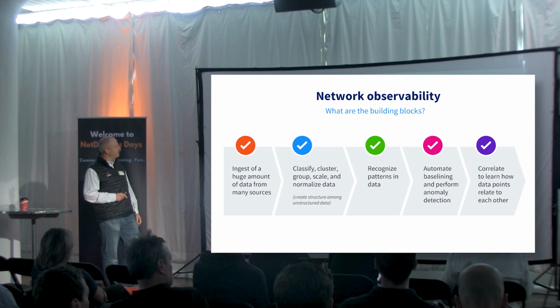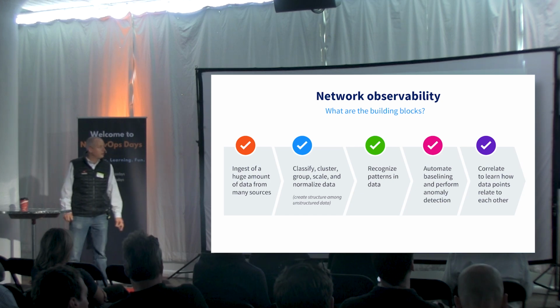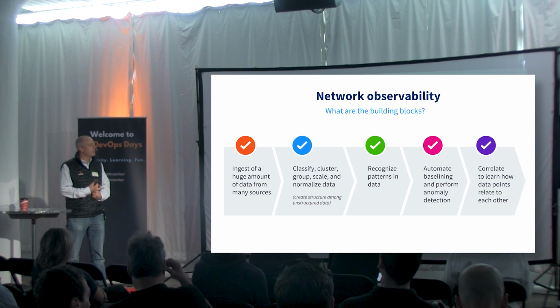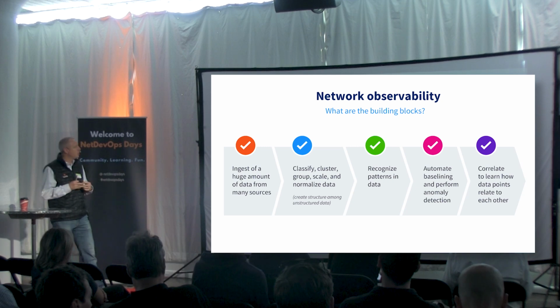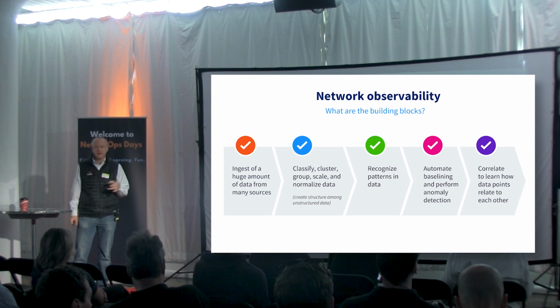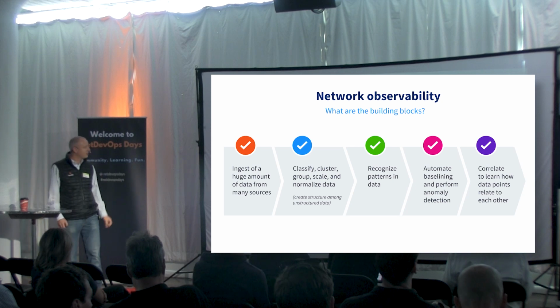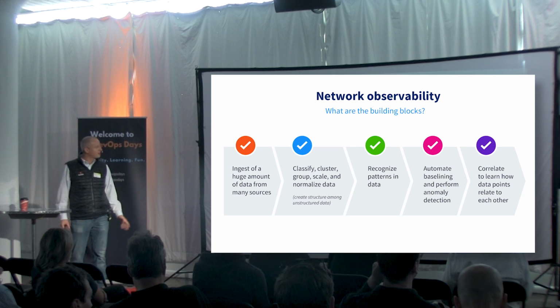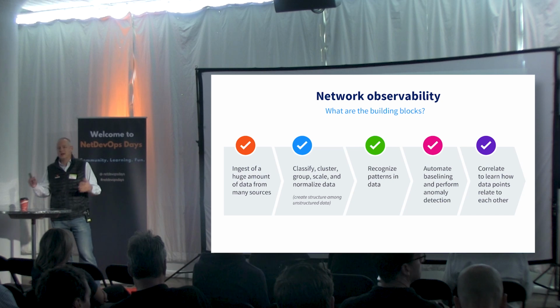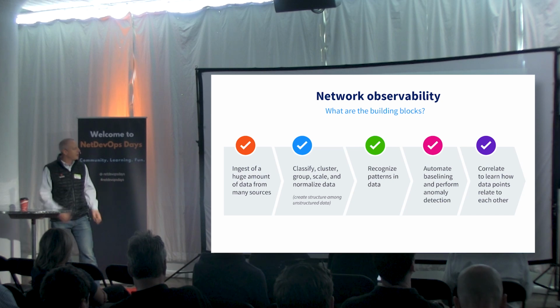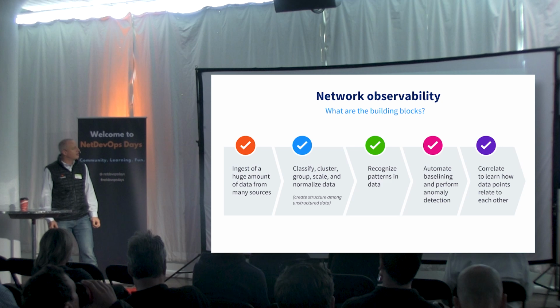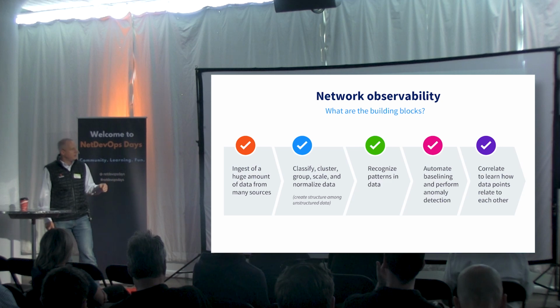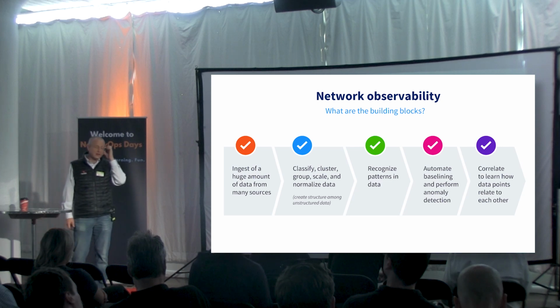Again, like I mentioned a few minutes ago, we need to be able to do network observability properly to have these building blocks. And so we need to be able to ingest a huge amount of data from all different disparate sources. We have to have some way to classify, cluster, group, scale, normalize all this data, right? We got to figure out a way to put this into a data structure. We need to be able to recognize patterns in that data, right?